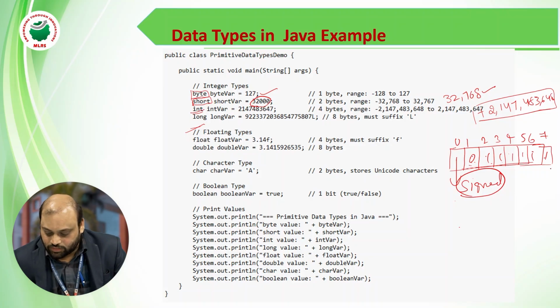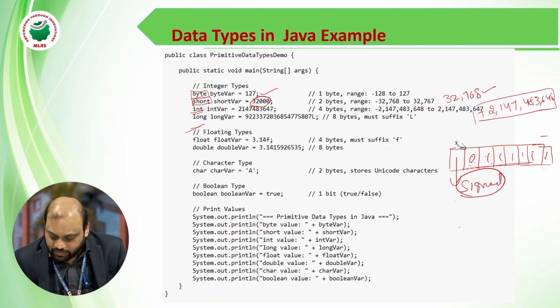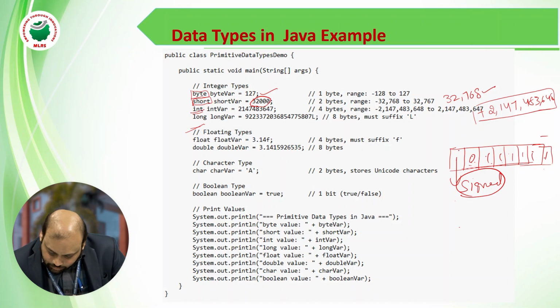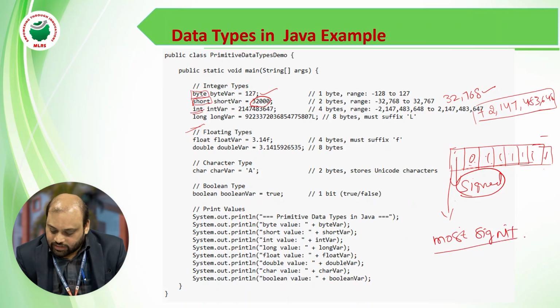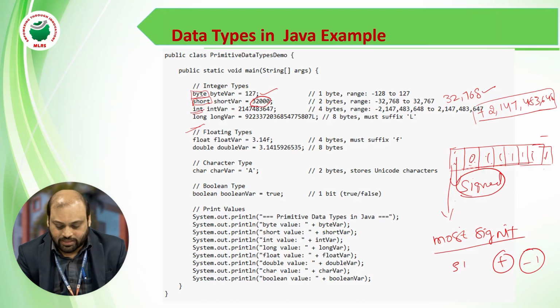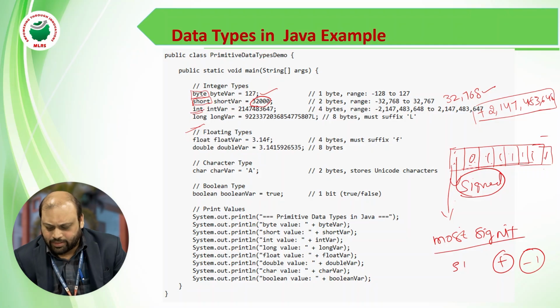So 2 power 0, 2 power 1, like that the binary values will be stored here. The last bit, what I am trying to say is the most significant bit, will be representing the sign, either plus or minus. The most significant bit is either plus or minus 1. So I have taken a simple example. Any binary equivalent value will be stored here.